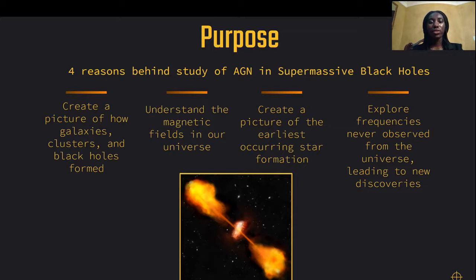Studying AGN can also create a picture of the earliest occurring star formation. Research of early star formation is not related to observing AGN, but among the objects studied are many star-forming galaxies, where the radio emission comes from stellar processes and is not related to jets. One can trace star formation in the distant universe by identifying those objects and distinguishing them from AGN. Lastly, it allows us to explore frequencies never observed from the universe, leading to new discoveries.